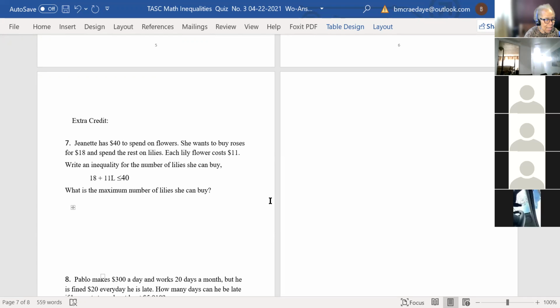Jeanette has $40 to spend on flowers. So you know $40 is her budget, right? Yes. She wants to buy roses for $18 and spend the rest of her money on lilies. We know what the lily flower costs, $11. So if $40 is all she has to spend, then our inequality has to be less than or equal to 40, right? Yes.